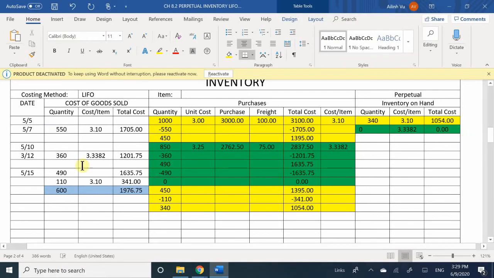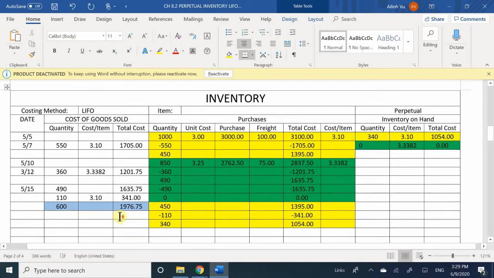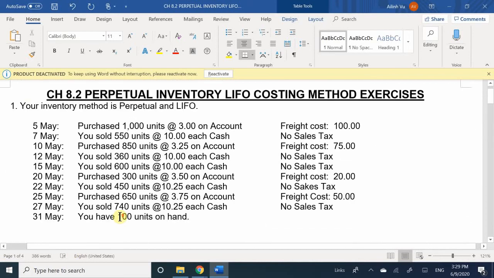So this time we're calculating our cost of goods sold differently. The mentality of just entering the information from here into here is completely the same. The only difference that we're doing is we're calculating the cost of goods sold differently. All right, so let's go ahead and finish out the problem. So what happened 20 next?